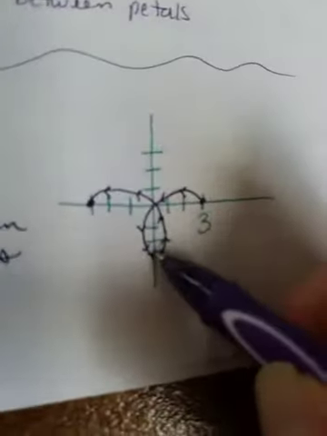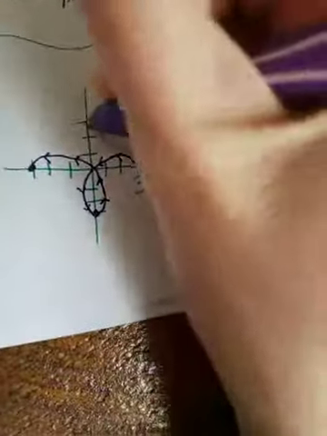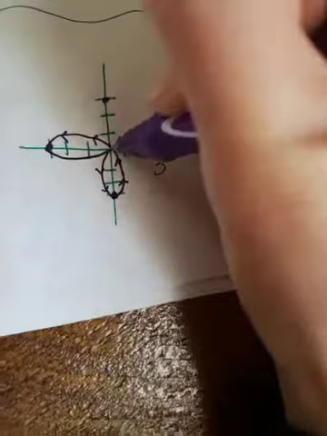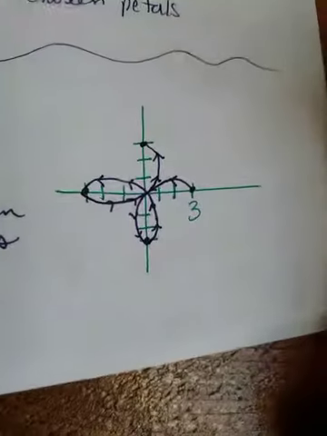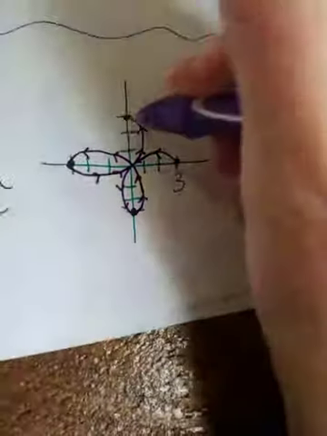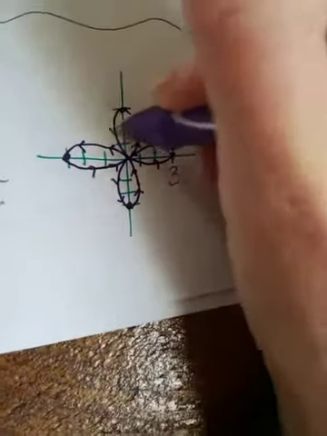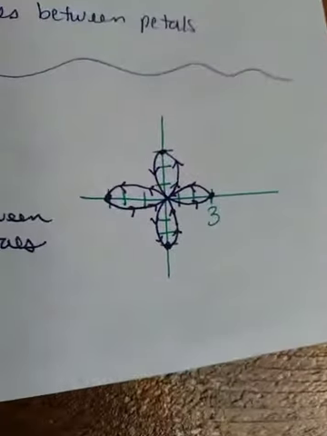So 270 would bring me down here, but I'm at negative 3. So that means I have to go up here. So I'm going to come around like this. And then your last one was at 360, which you're already there. But you're coming around like this to end. Again, these arrows are not part of the graph. They're just for demonstration's sake.